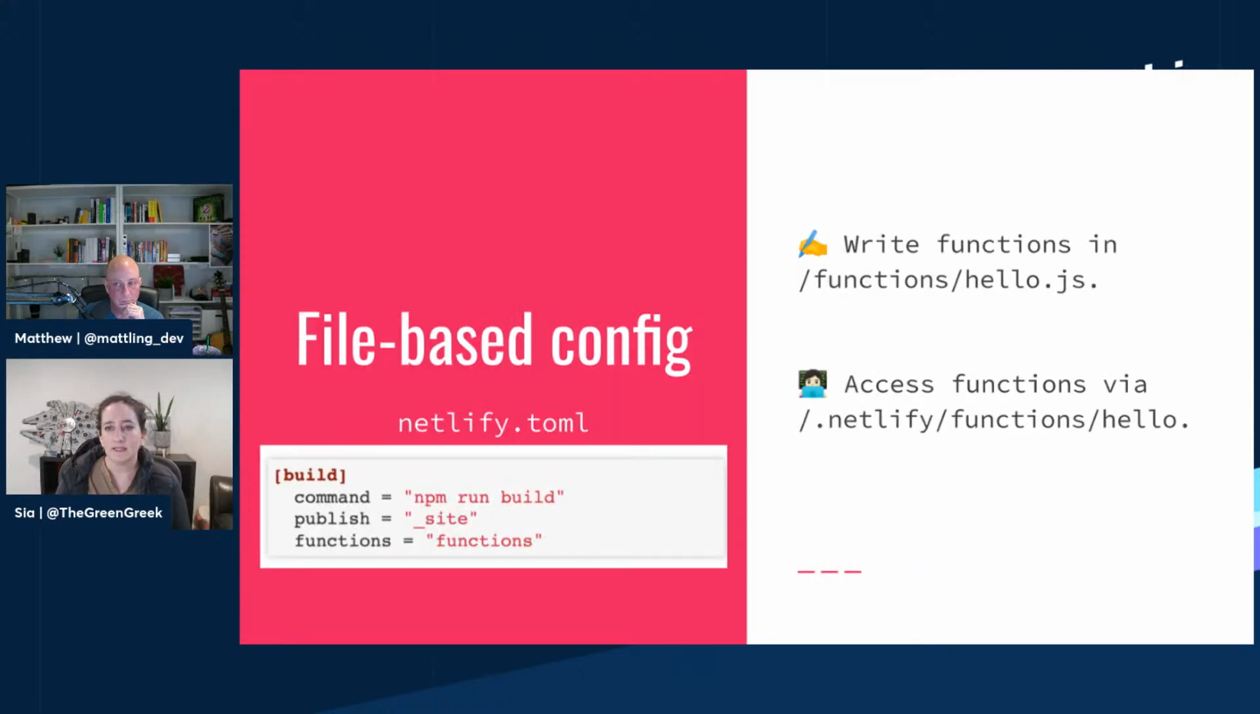So how does it all work together? It's a file-based config. In the root of my repo, I'll have a Netlify TOML, which we kind of saw last time. And in here is where you define your functions folder. So for my functions folder, I just say functions.